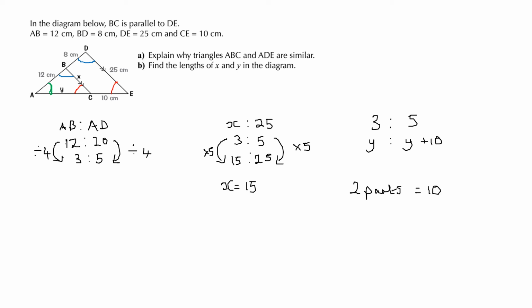So therefore 1 part of the ratio must be equal to 5, because we're going to divide 10 by 2. And then to find the length of y is 3 parts. So we're going to do 5 times 3, and that will give us 15 centimetres. So y is also equal to 15 centimetres.